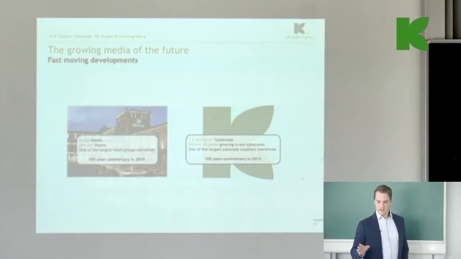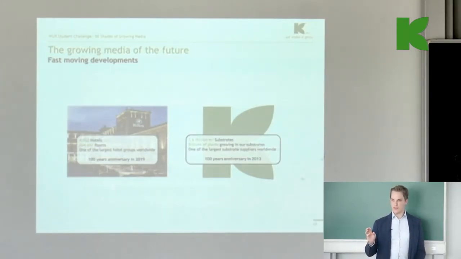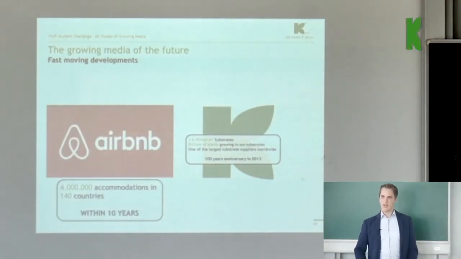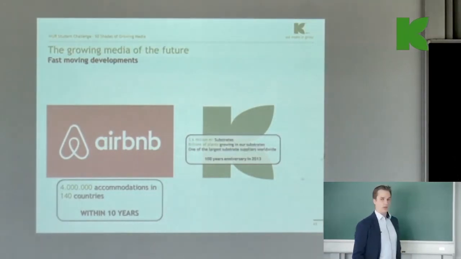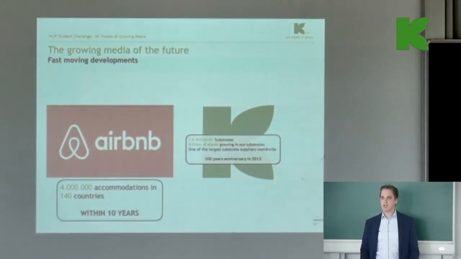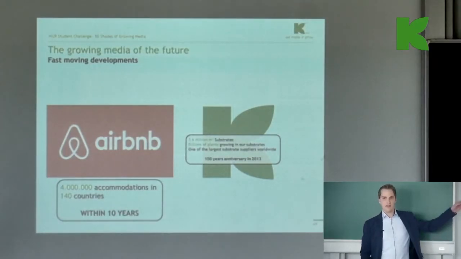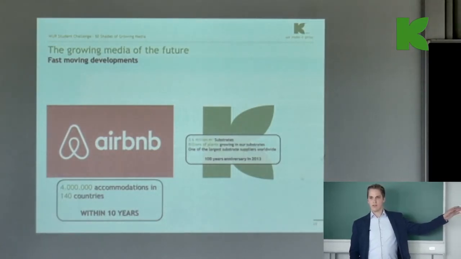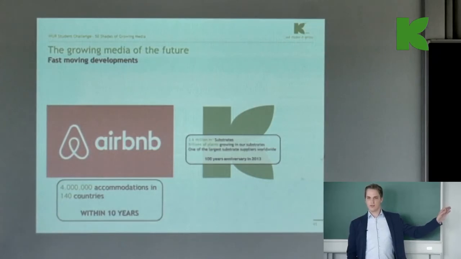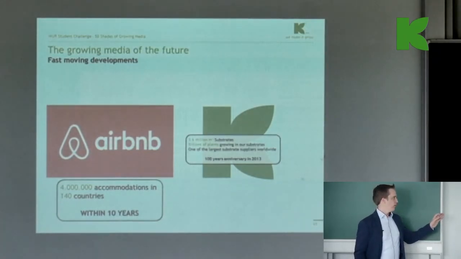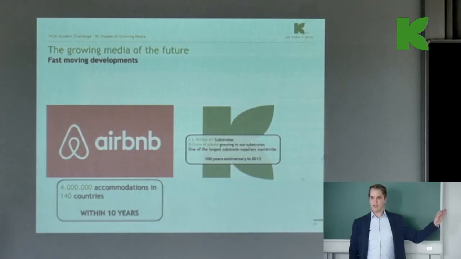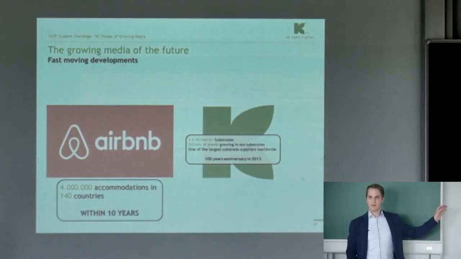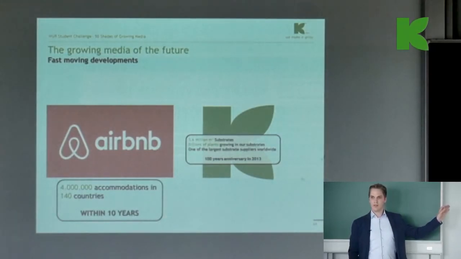But I'm choosing this example to show you how fast things can happen. What happened to Hilton? Airbnb. If you now use Airbnb, you can choose between 4 million accommodations, not 800,000, it's 4 million in 140 countries. And they did that in 10 years and not in 100 years. That's a very, very great example, and we call it a disruptive innovation. It's a very simple business model, but within 10 years, they made it that every hotel group is struggling and fighting with Airbnb because they are a very big competitor in the meantime.